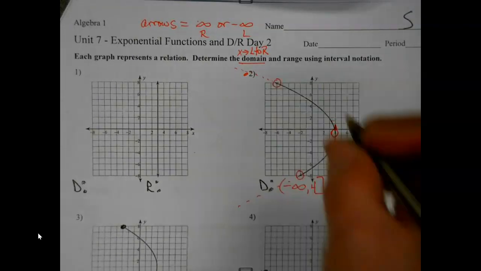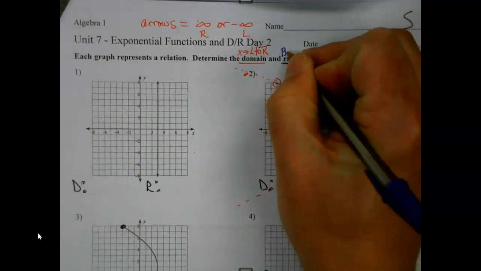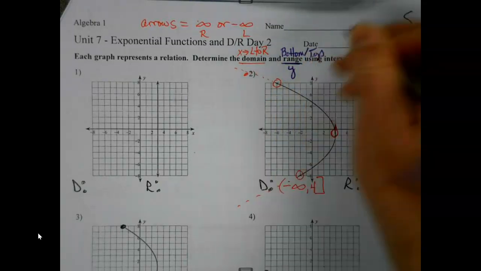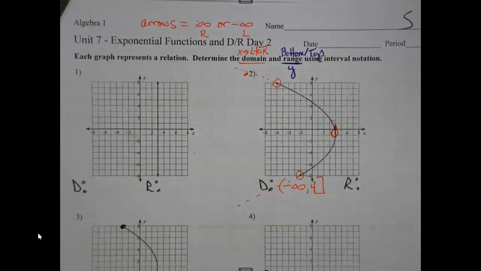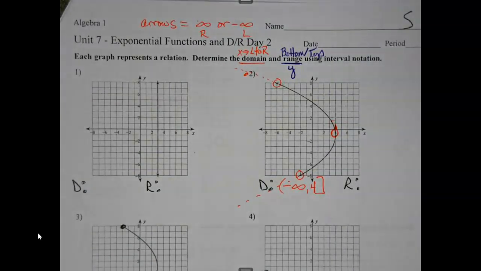Range is y values, bottom to top. Oh, I grabbed the wrong one. I do have it in my notes, I just grabbed the wrong copy. So I can always look for it back there as well, and we do more of that when we get to the quiz preview. So, okay, y values.